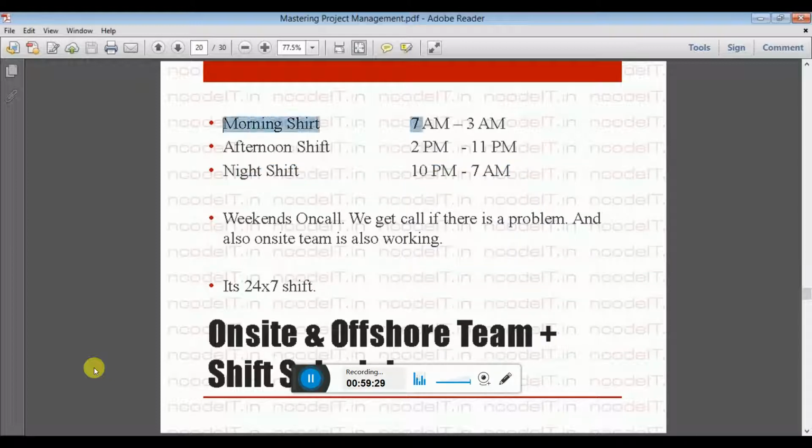So these are the IST timings. Just remember the timings. There are 3 shifts. Morning shift is 7 to 3. Afternoon shift is 2 to 11. And night shift is 10 to 7. Basically there is a 1 hour overlap. If one finishes at 3, the next guy is actually coming at 2. These two guys will discuss with each other. They see if there are any pending activities. They basically give the handoff.